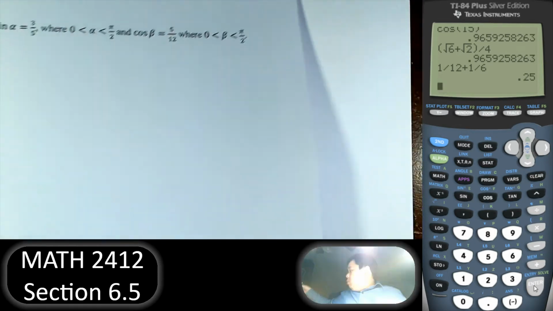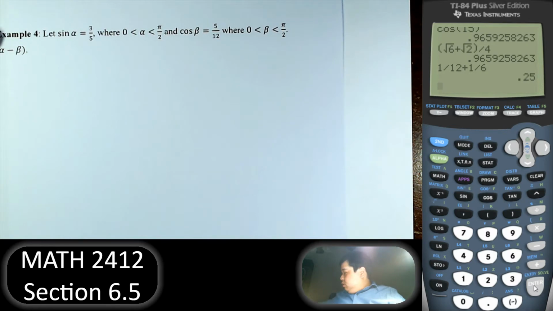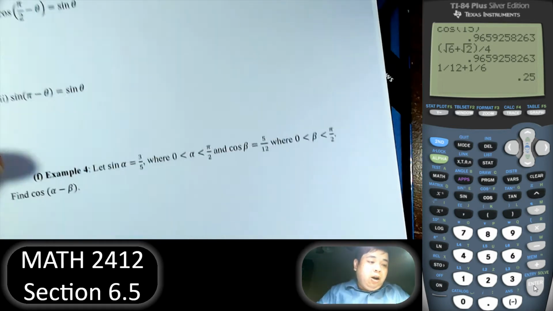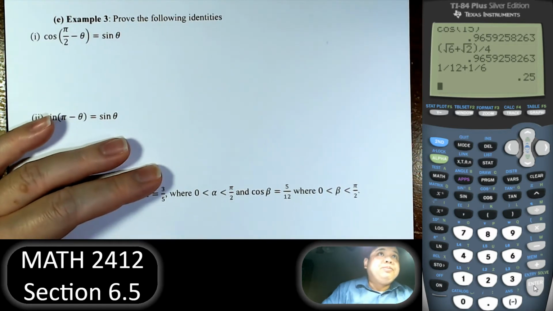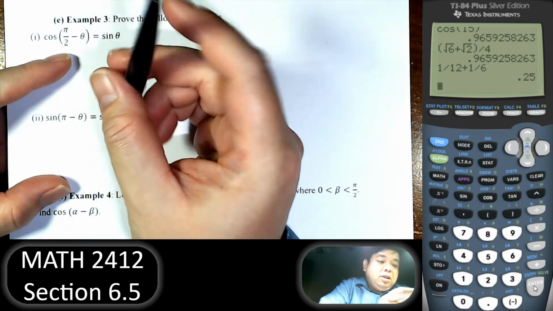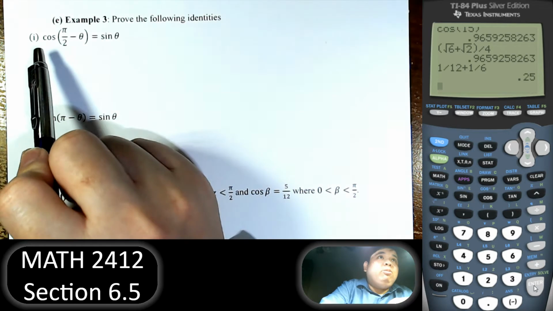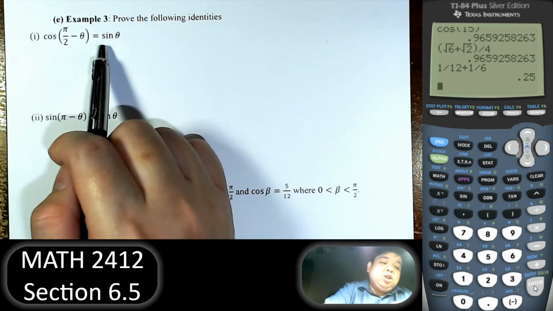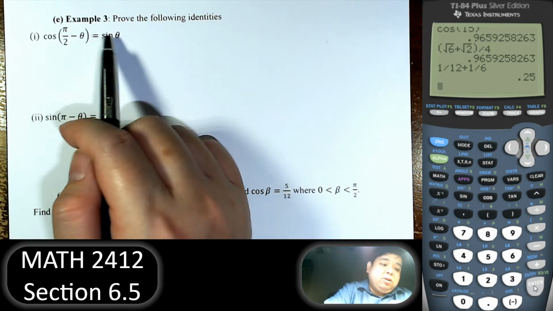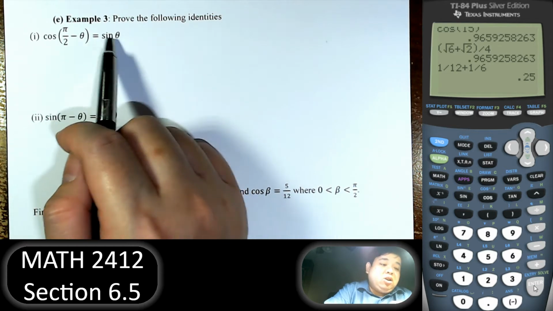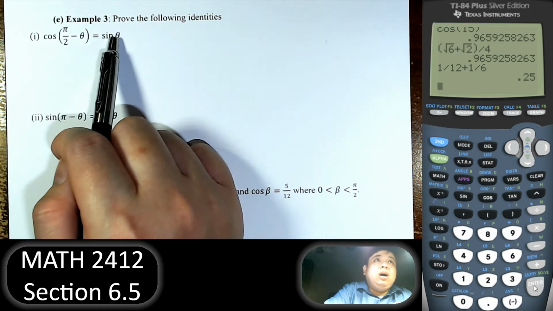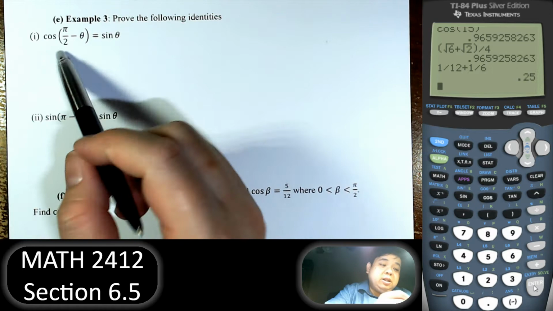Now, of course, we can use this to prove some basic identities. So this of course is the cofunction identities. We will go from a function to a cofunction, and the angles are complementary to each other. They add up to pi over 2 or 90 degrees. So let's go.